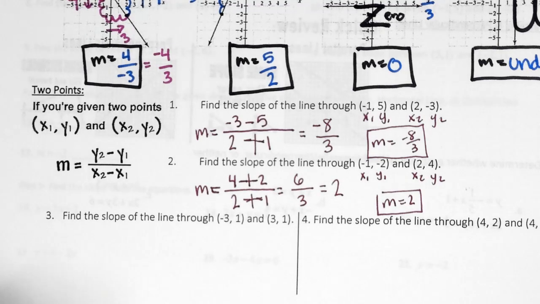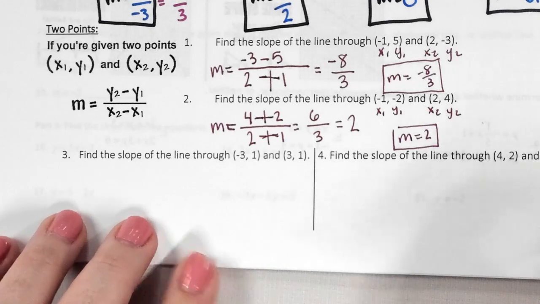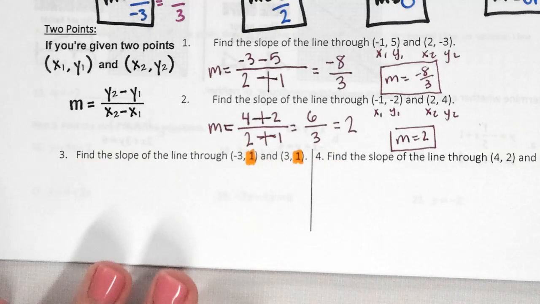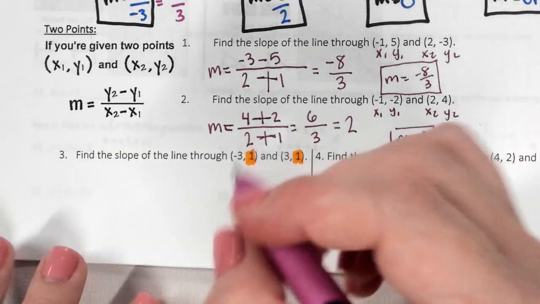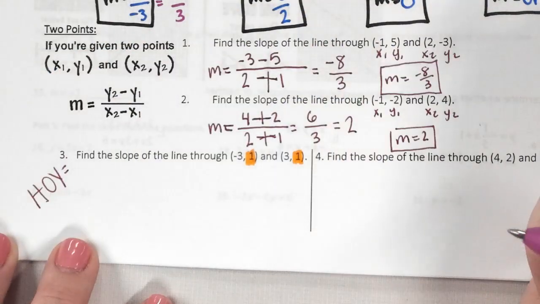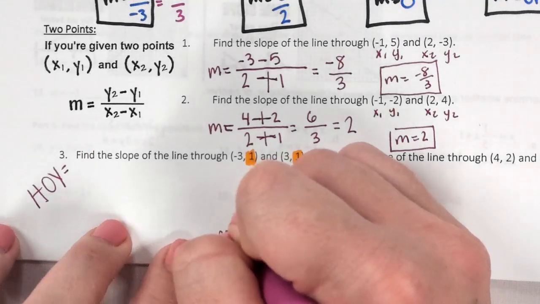Pretty simple, yes? Okay. Number 3 and 4 are my special cases. Do you notice that your y's match here? When you notice your y's match, you can stop and tell me "hoy." Because what do the y's equal? 1. So if they both equal 1, doesn't that mean it's going to stay a height of 1 forever? Yes, so that means it's a horizontal line, which is a 0 slope. So I know my slope is 0.